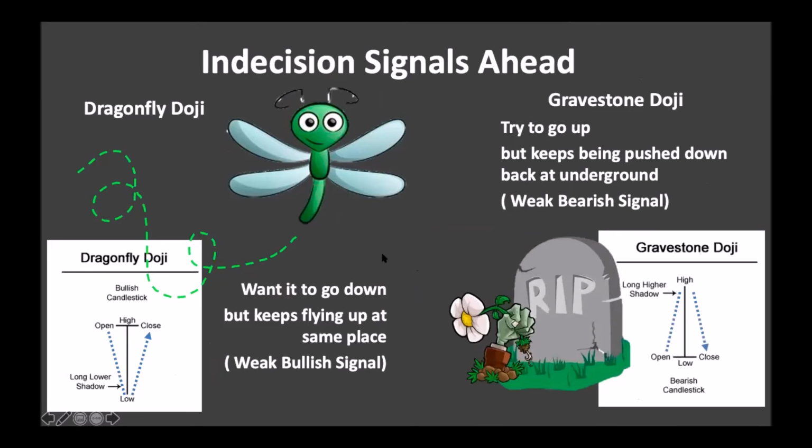The other one is the gravestone doji. The price tries to go up, but fails, and it comes down to the same price as when it started the market, keeps pulling down to the underground. So it's a weak bearish signal. When you see a doji, it's not the time for us to do anything. It's a wait and see situation.